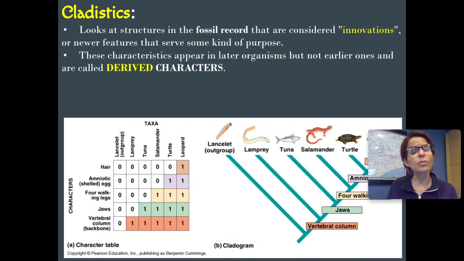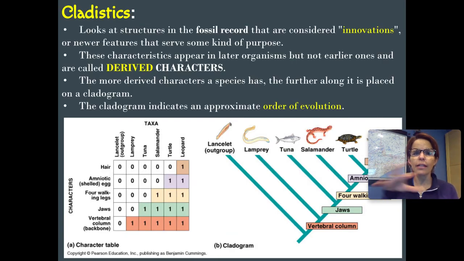All right, we're going to switch gears here just a little bit. This is not necessarily evidence for evolution. This is what we do with that evidence. It's called cladistics, and it's a way of making sort of family trees. And you're going to do an activity online where you make some family trees and kind of get a sense of how cladistics works. So cladistics looks at structures in the fossil record that are considered innovations.